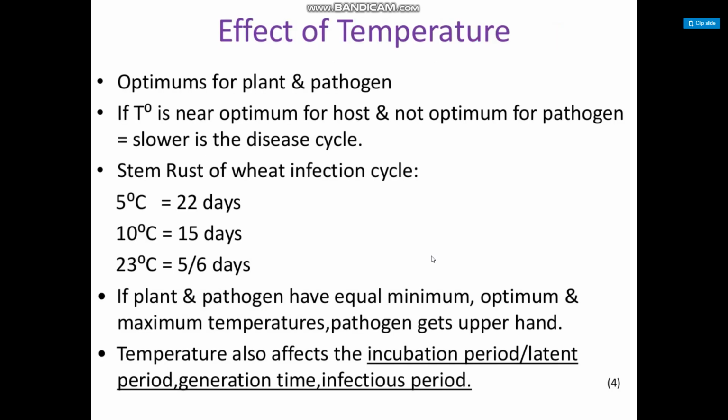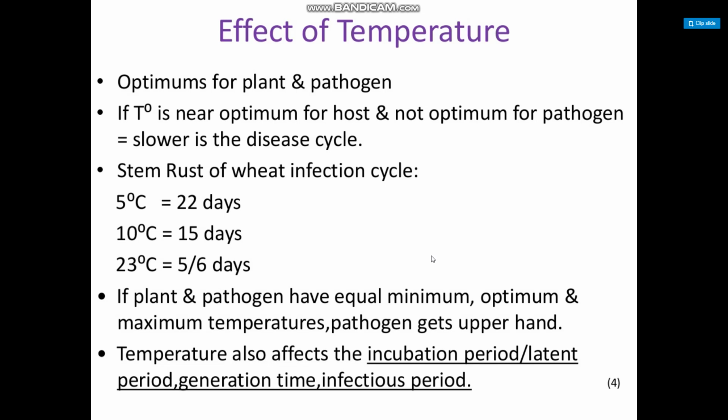Effect of temperature. There is an optimum for the plant and for the pathogen. If the temperature is near optimum for the host and not optimum for the pathogen, then the disease cycle is slower. For example, the stem rust of wheat infection cycle takes 22 days at 5 degrees Celsius, 15 days at 10 degrees Celsius, and 5 to 6 days at 23 degrees Celsius. If a plant and pathogen have equal minimum, optimum, and maximum temperatures, then the pathogen gets the upper hand.